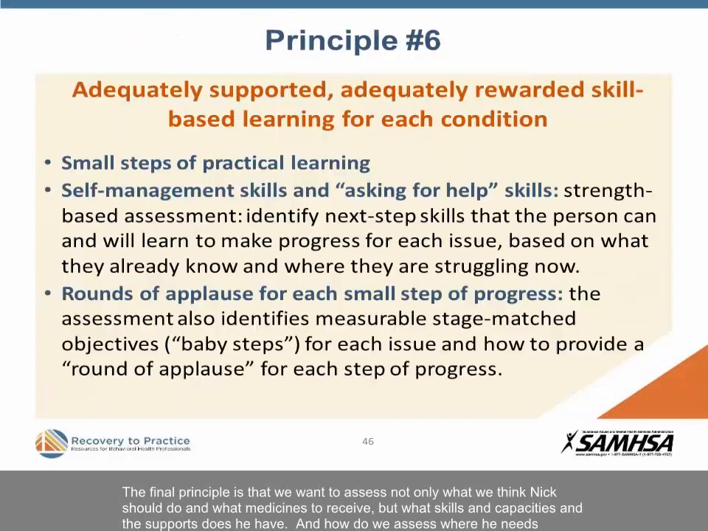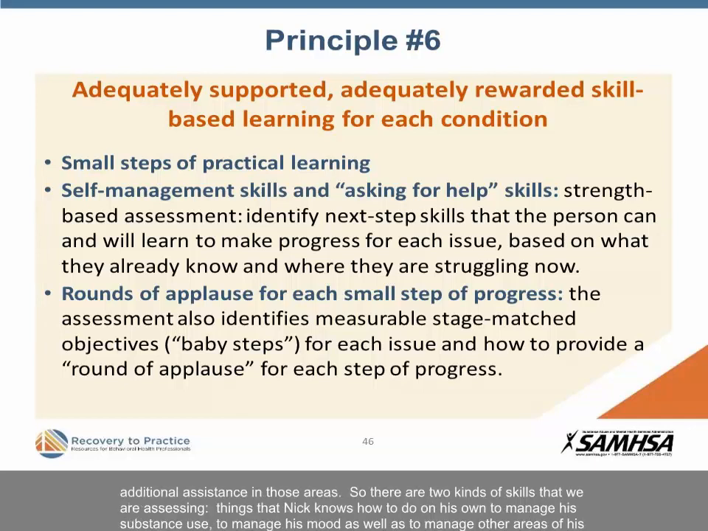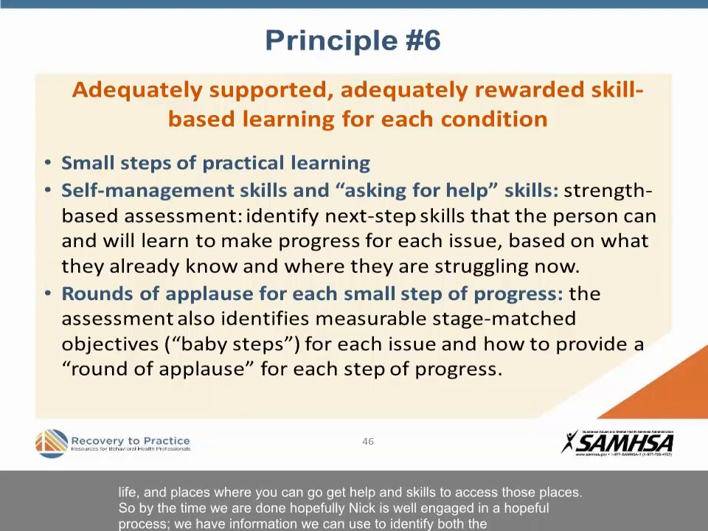Now, the final principle is that we want to assess not only what we think Nick should do and what medicines to prescribe, but what skills, capacities and supports does he have? And how do we assess where he needs additional assistance in those areas? So there are two kinds of skills that we're assessing: things that Nick knows how to do on his own to manage his substance use, to manage his moods, as well as to manage other areas of his life, and places where he can go get help, and skills to access those places.